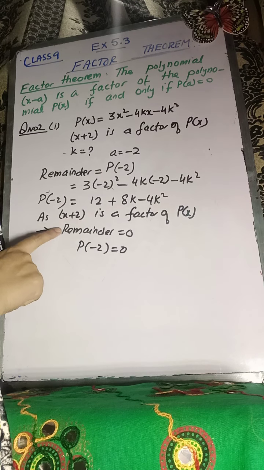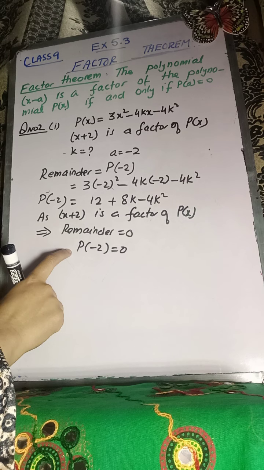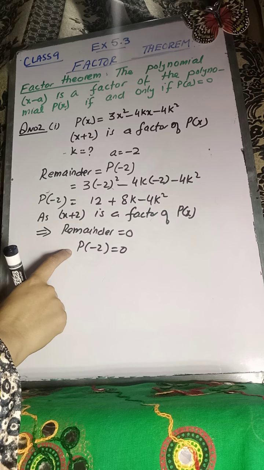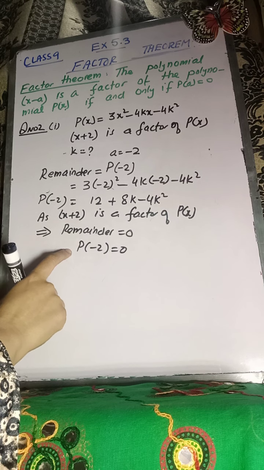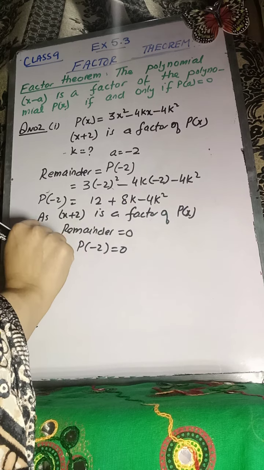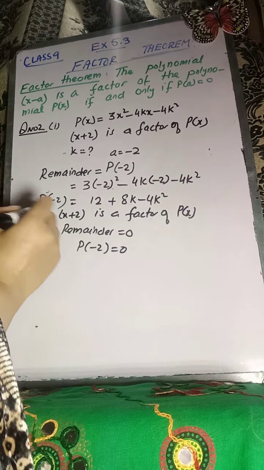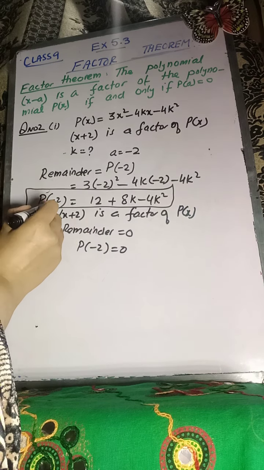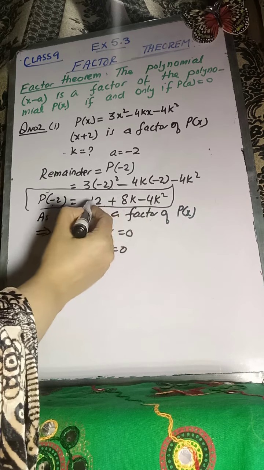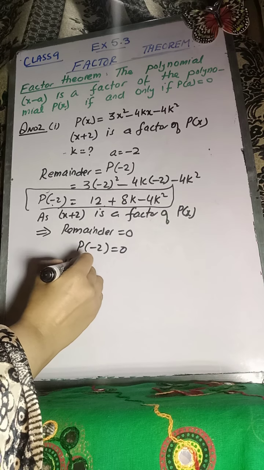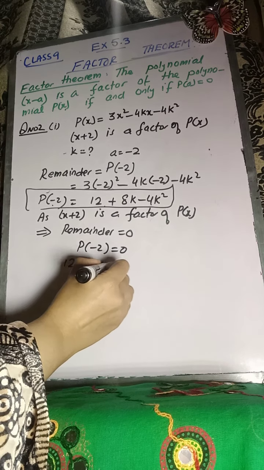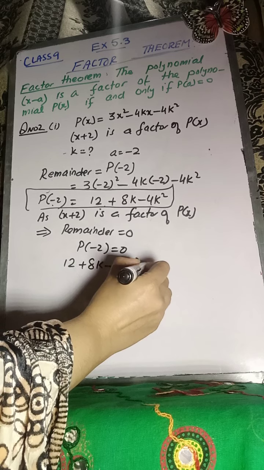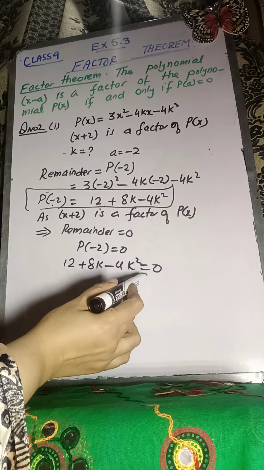If the remainder is equal to 0, this implies that p of negative 2 is equal to 0, because p of negative 2 gives us the remainder when the given polynomial p of x is divided by x plus 2. So if p of negative 2 is equal to 0, it means that this expression should be equal to 0. Now this is a quadratic equation.